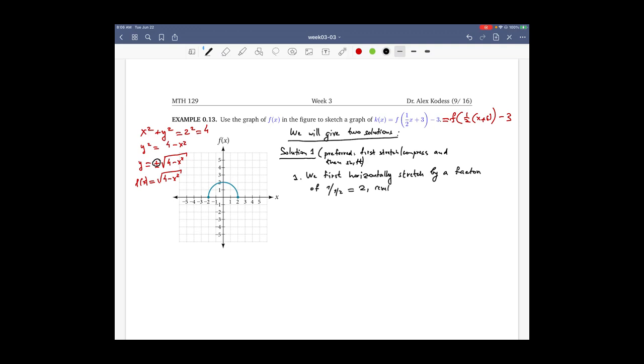That will result in the graph of f of 1/2 x. Second step is a horizontal shift. We're going to be shifting by 6 units. Shift horizontally to the left.